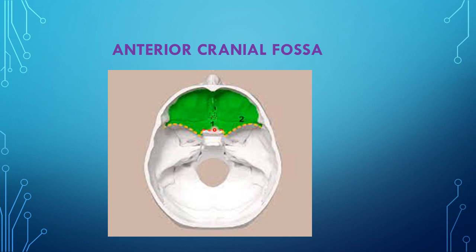What is jugum sphenoidale? You have studied sphenoid bone, right? This is the anterior part of the superior surface of the body of sphenoid. Then laterally, you can also divide into anterior and posterior parts. Anteriorly, this part on either side is formed by the orbital plates of the frontal bone, and posteriorly we have the lesser wing of sphenoid. So that explains the boundaries of the anterior cranial fossa.